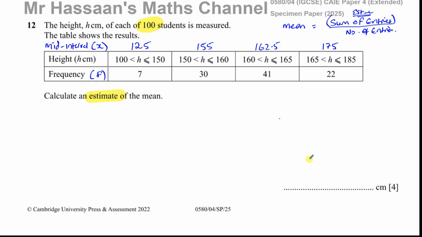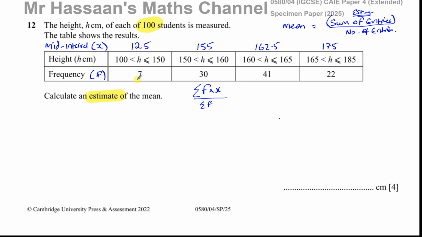So we are going to estimate that these 7 entries are all 125, and these 30 entries are all 155 centimeters. These 41 entries are 162.5 centimeters, and so on. And that will help us give an estimate of the total sum of those 100 entries. So we're going to take f times x for each of these, find the sum of all the fx's, divided by the number of entries, which can be found if it's not given. It's basically the sum of all the frequencies, but we know it's equal to 100.